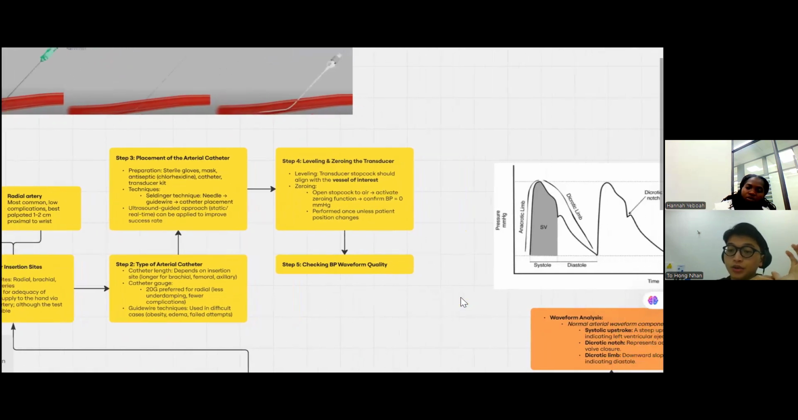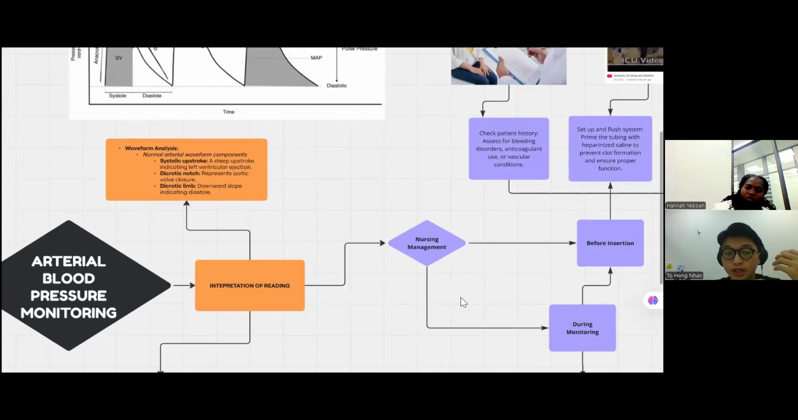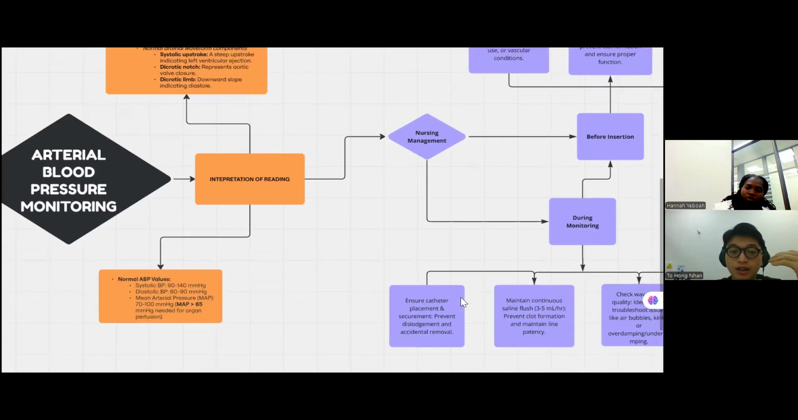So now let's come to certain basics of the interpretation of readings. First we need to understand the common normal values that are presented on the monitor. The monitor of the ABP usually presents three figures. The first one is systolic, then diastolic, and the mean arterial pressure.